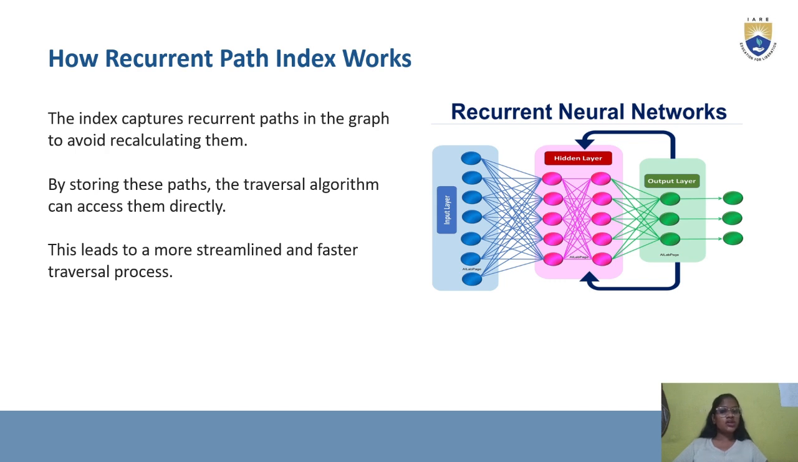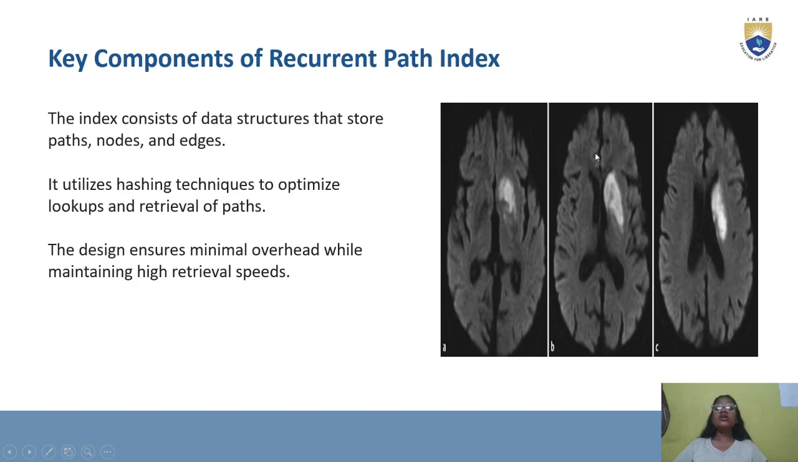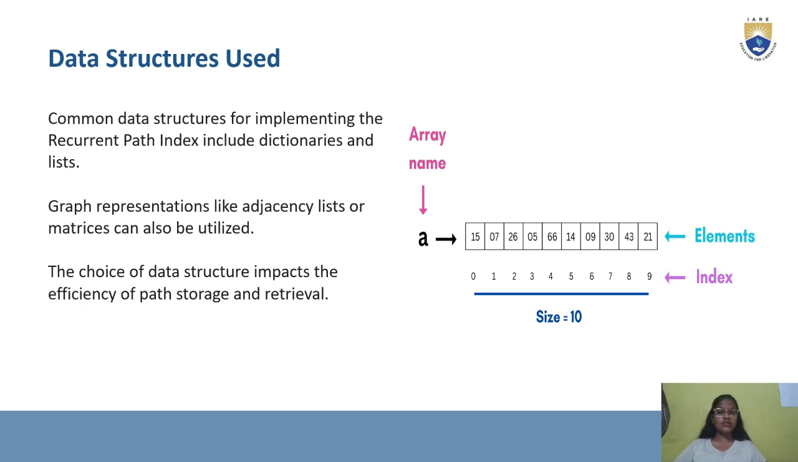Recurrent neural networks. Now, the blue one is the input layer, and the hidden layer is the pink one, and the output layer is the green one. Key components of recurrent path index. The index consists of data structures that store paths, nodes, and edges. It utilizes hashing techniques to optimize lookups and retrieval of paths. The design ensures minimal overhead while maintaining high retrieval speeds.